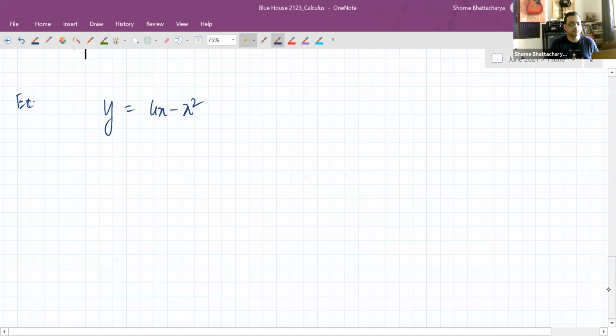Okay, so next we'll look at another question. So we have this function y is equal to 4x minus x square. Okay. And we want to do the same thing. We want to find the intervals for which y increases and decreases with respect to x.